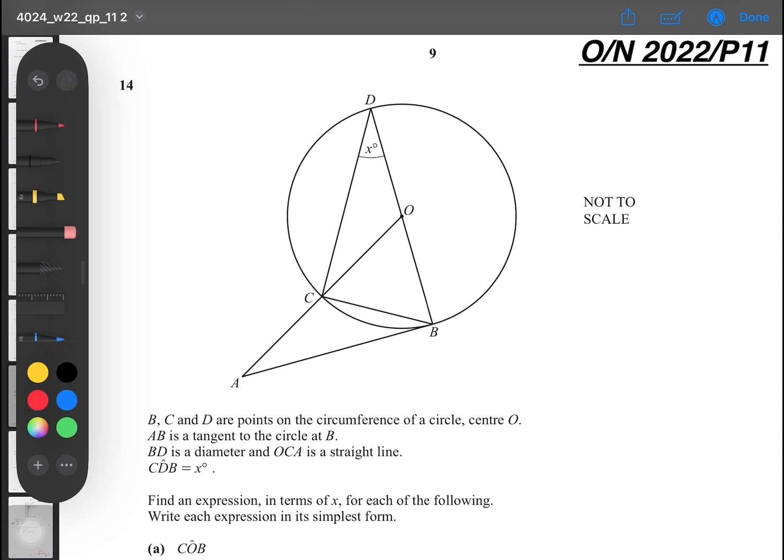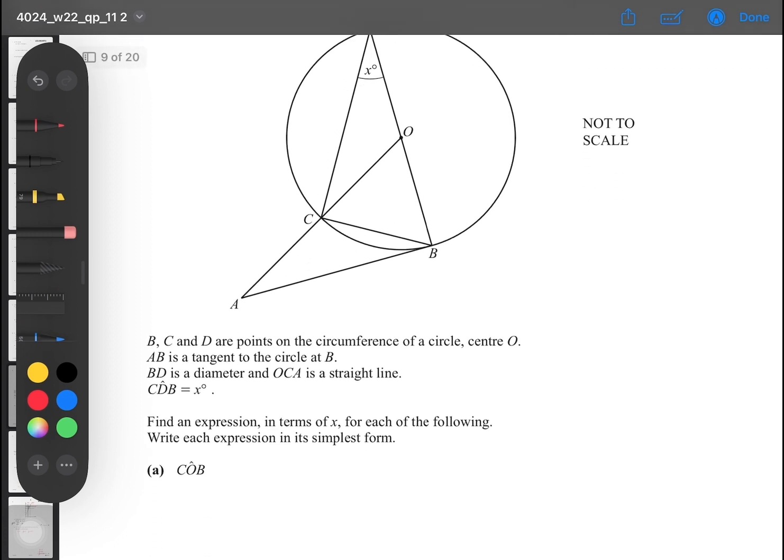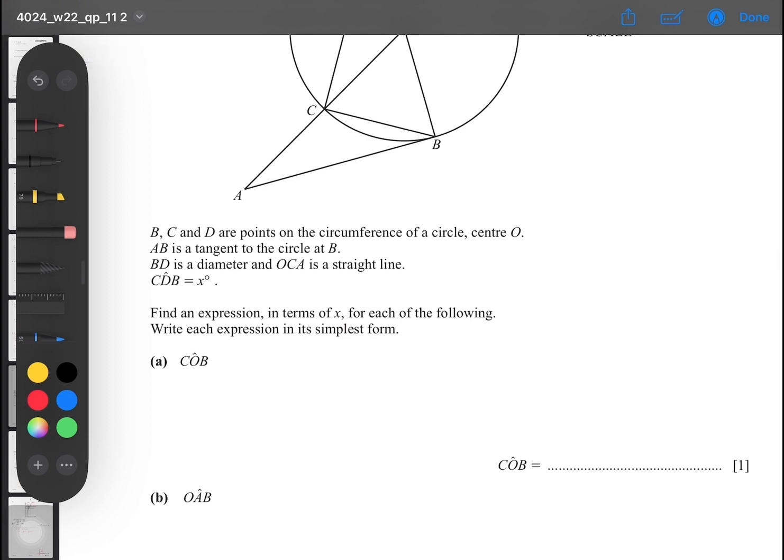Question number 14. B, C, and D are points on the circumference of a circle, center O. AB is tangent to the circle at B. BD is a diameter and OCA is a straight line. Angle CDB is equal to x degrees. Find an expression in terms of x for each of the following. Write each expression in its simplest form. So part A, we need to find out angle COB.